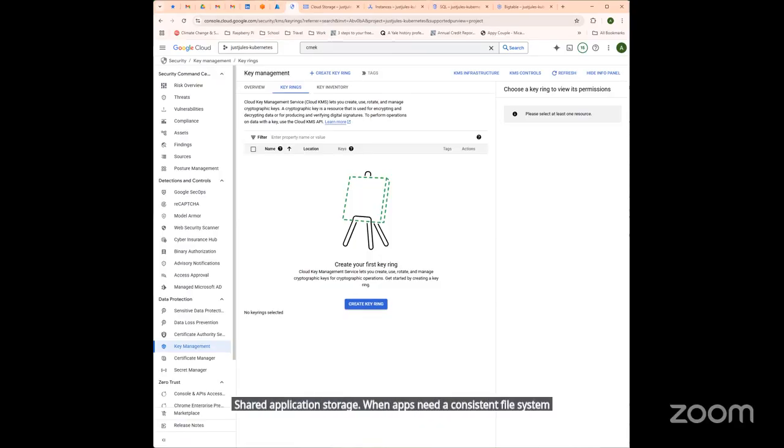So, a practical example, let's say resizing a disk. Let's walk through this and give you an example.